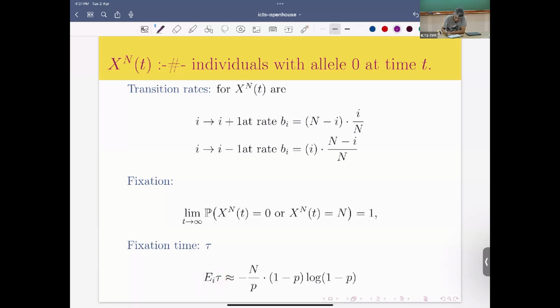Here I put a p, just not to confuse you, but p is just a proportion of allele 1. So one can understand this a little better. This n over p is like a, I'll show a scaling limit in a second, and this is like an entropy of the population. So it's a simple thing, you can do the model and you can do many more things.